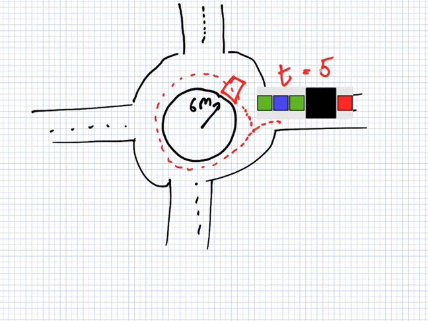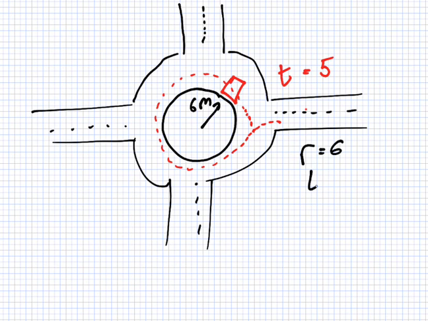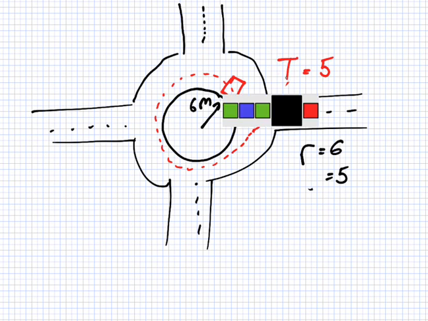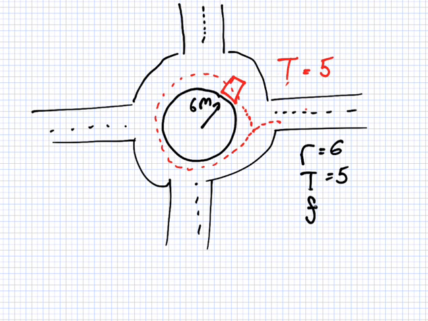Right, so we know that R equals 6, T equals 5. In fact, I should be a bit clearer. That's actually big T. Okay, so then F, how fast is the car going? F equals 1 over T, so that means F equals 0.2.